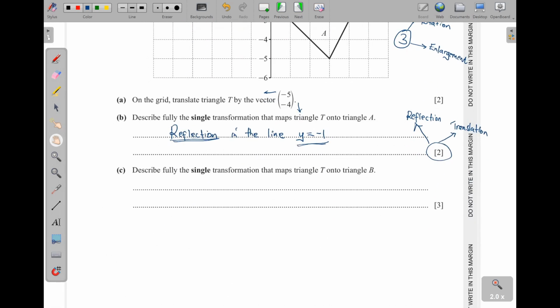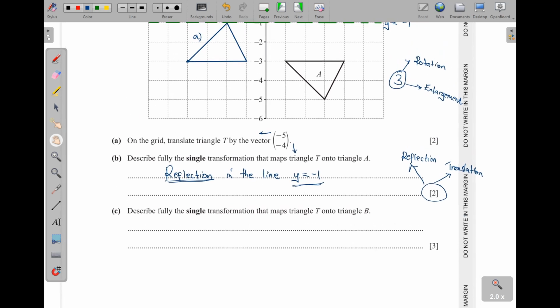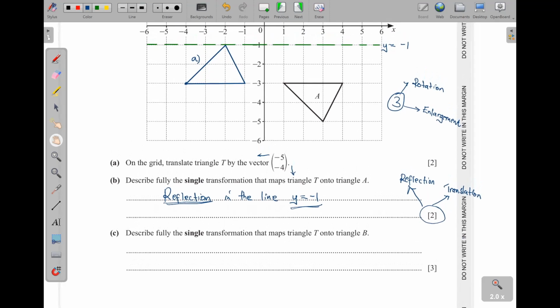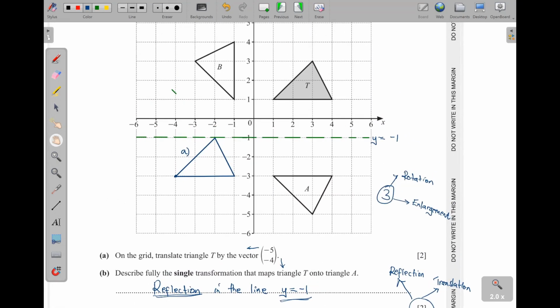Next, describe fully the single transformation that maps triangle T onto triangle B. Do you see that it is 3 marks? So we are thinking about enlargement and rotation. And for enlargement, the object and the image must be of different sizes. But for reflection, rotation, and translation, the object and the image are of the same sizes. So on the look of things, when you look at B, it is the same size as A. They are congruent shapes, so that is rotation.